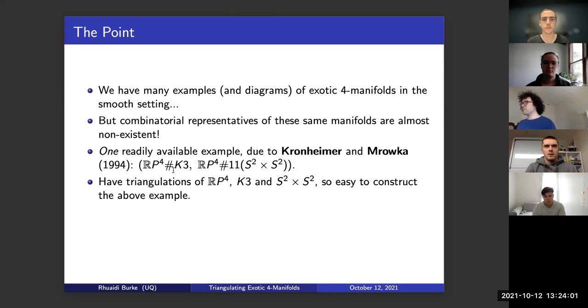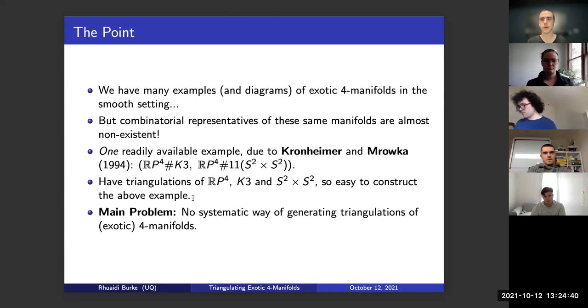So it's the real projective space connect sum with the K3 surface, which is another prime fundamental four manifold. And then the other part of the pair is RP4 connect sum with 11 copies of S2 cross S2. It's easy enough to triangulate RP4, the K3 surface and S2 cross S2. These are all quite basic four manifolds, and it's trivial enough to then form the connect sums of these objects. So it's fairly straightforward to produce this pair.